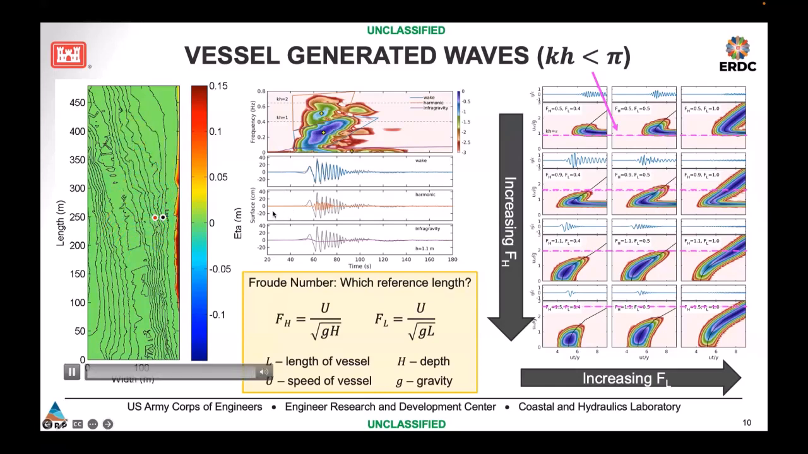Next, you have the harmonics, which is this orange curve. And that's the spectrogram energy concentrated in this top portion with the orange, bluish green colors. And then finally, you have the infragravity portion, which is this purple line, which is this bottom portion of the spectrogram.